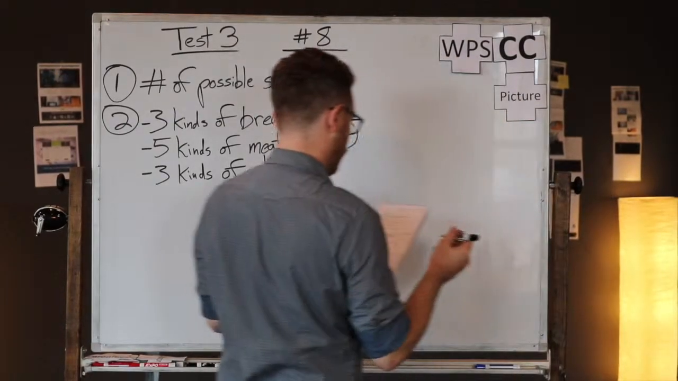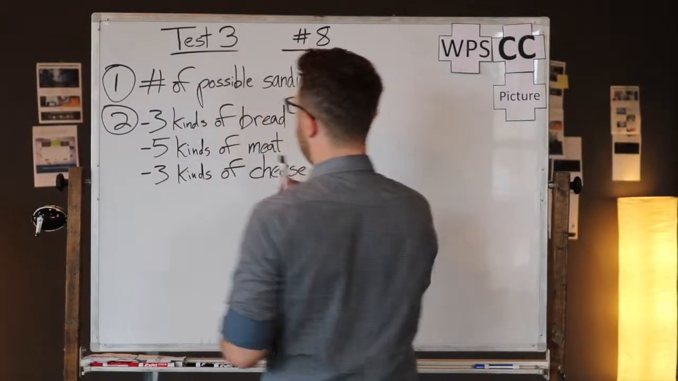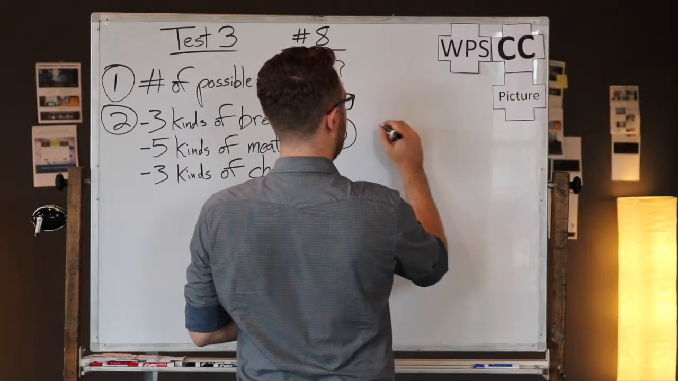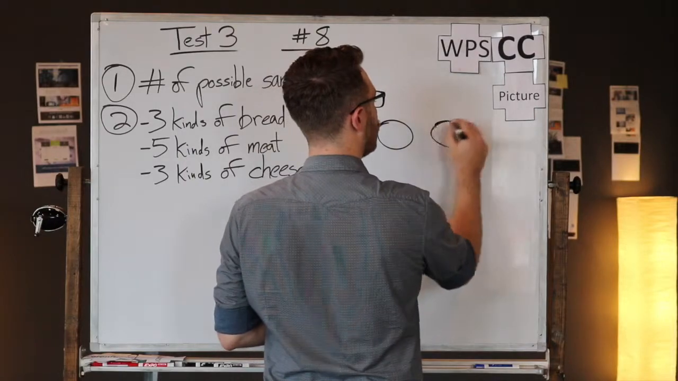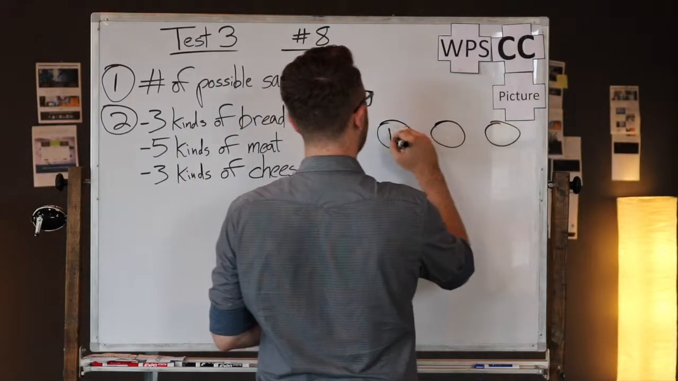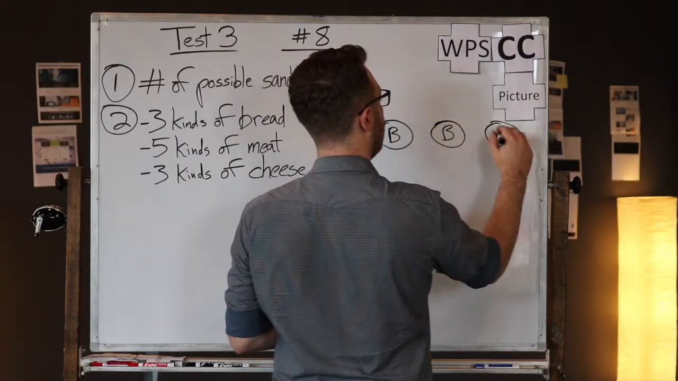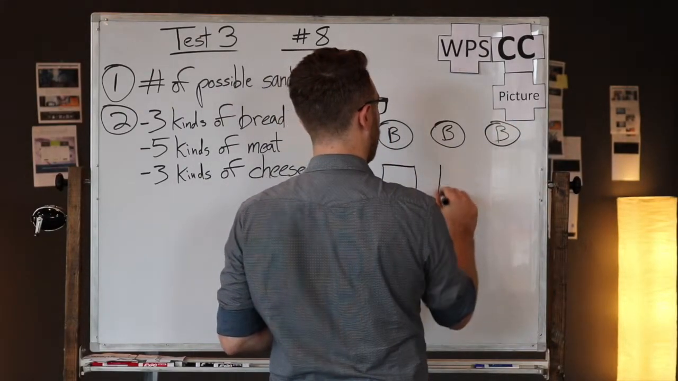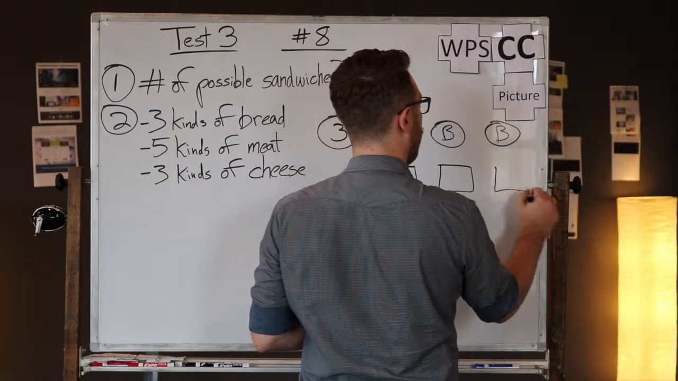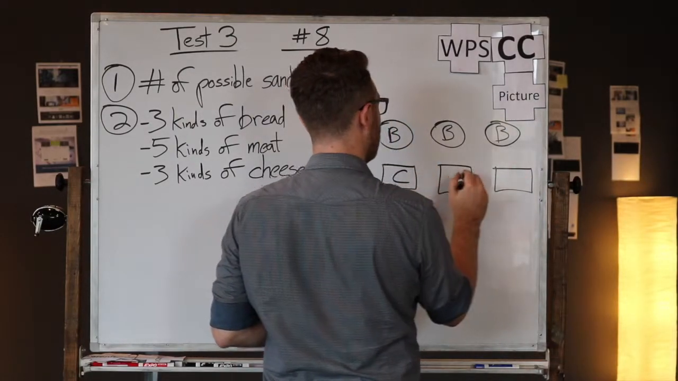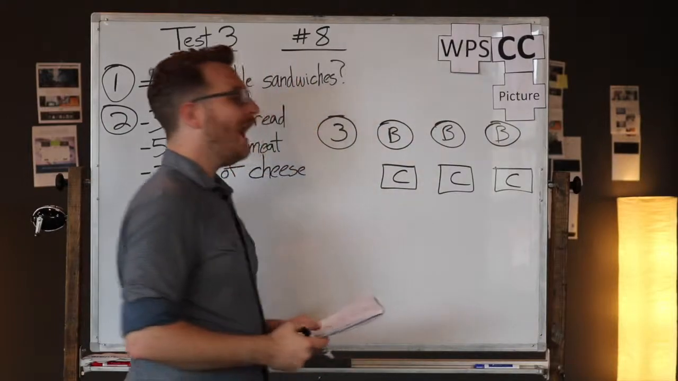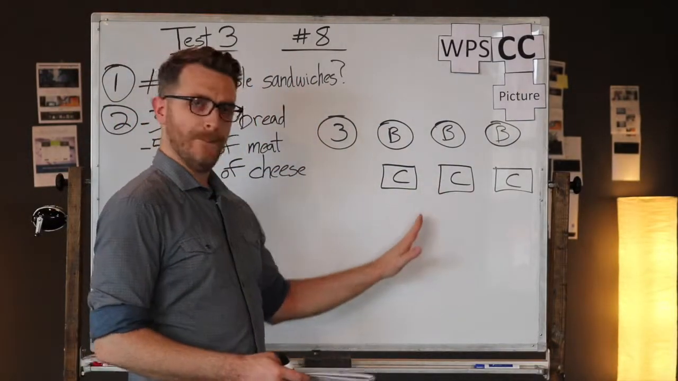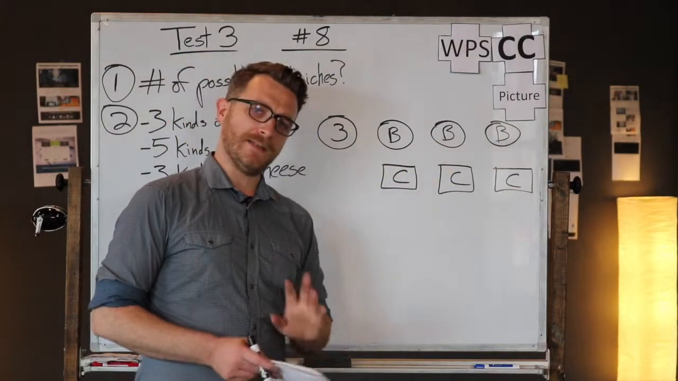Let me show you. So, let's take the smaller numbers, cheese and bread. I'm going to let these 3 circles represent the bread. Bread, bread, bread. And I'm going to let these 3 squares represent, well, rectangles, I guess, these 3 rectangles represent cheese. So, let's just ignore meat for a second. Keep it simple. How many combinations are possible here?